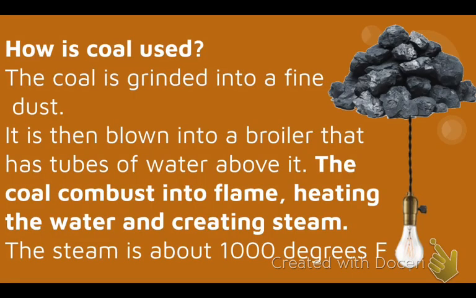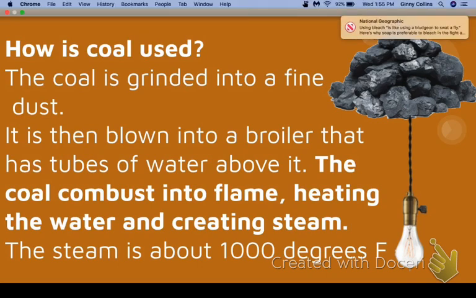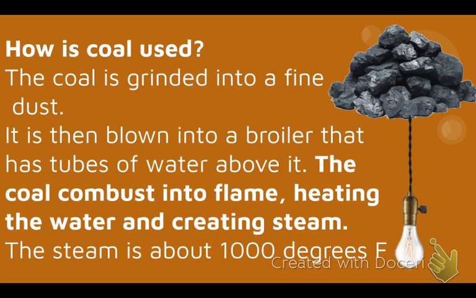So how do we use coal? Well, if you've ever seen the cartoons where you have the two people on the train and they're shoveling coal into a furnace to burn it to fuel the train, that's basically what we do. You get coal and they grind it up into a very fine dust, a powder. They then put that powder in a boiler, kind of like an oven, and that will cause the coal to combust and turn into fire. That flame will heat water, which creates steam.